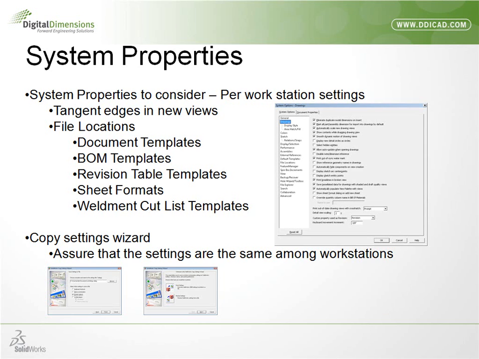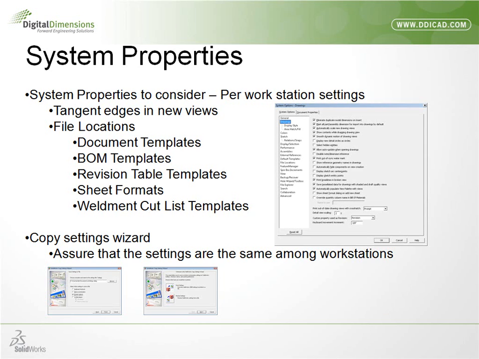In addition to this, you've got your file locations. That is where you're storing your document templates. Ideally, you want to have all your templates up on a network, and this file location pointer allows you to tell each workstation you need to get all your templates from this network location. Aside from document templates, we can point at bill of material templates as it relates to the drawings, revision table templates, revision templates, sheet format templates, weldment cut list templates, and many more.